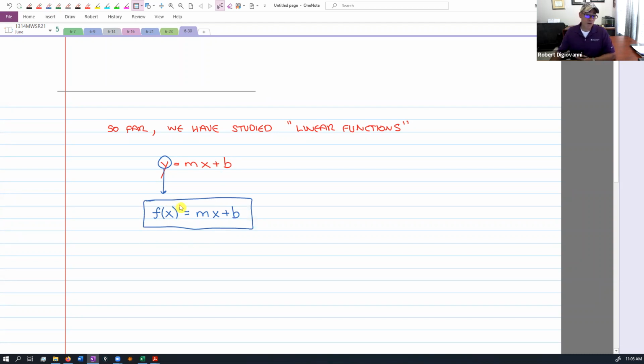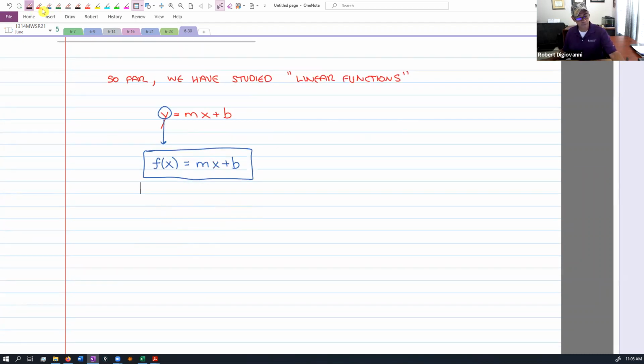We are now moving on to a new type of function. We now study what are called quadratic functions. And I know a lot of you have seen these in high school, but we're doing them again. Okay, so let me give you a little background first.